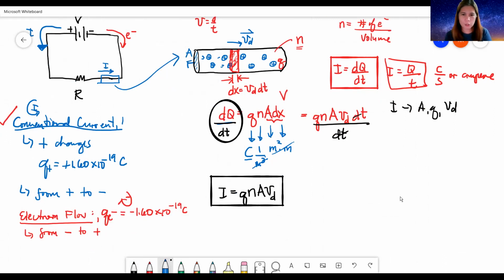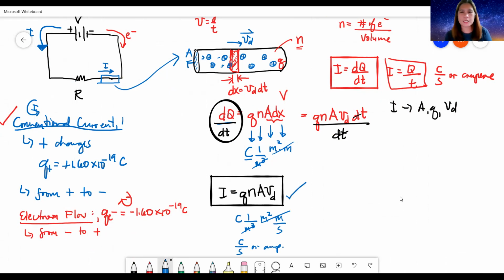So we have coulomb for Q, and then you have 1 cubic meter for N. Area is square meter. Drift velocity is meter per second. So cubic meter. So we have coulomb per second or ampere. Very good. So our derivation is correct here.